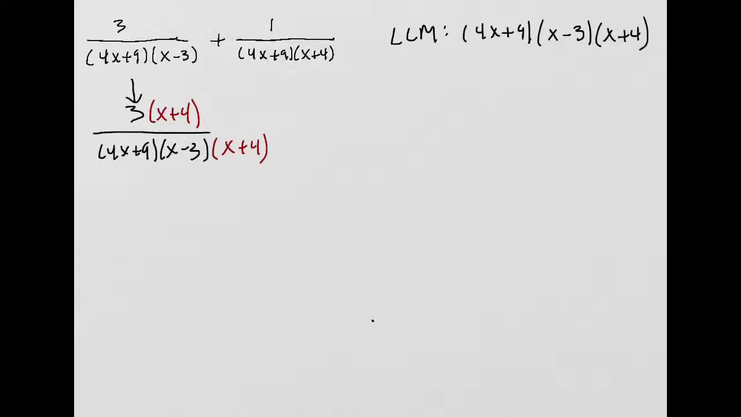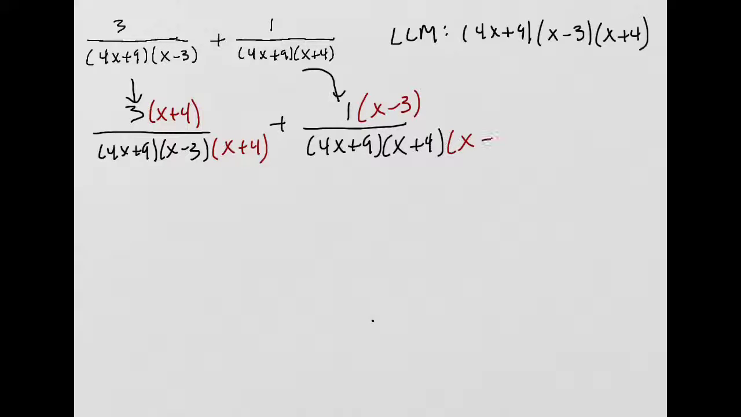When we look at the second fraction, you'll notice that on the bottom we've got the 4x plus 9 and we have the x plus 4 factors. But when we look at the least common denominator, it's got the 4x plus 9 and the x plus 4, but what we're missing is this x minus 3 factor. So I'm going to multiply top and bottom of the second fraction by x minus 3.